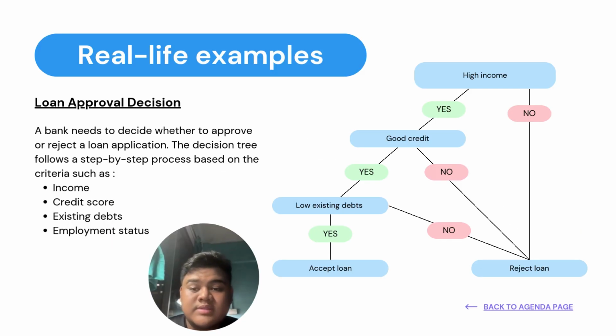Moving on to the real-life examples. For a loan approval decision, a bank needs to decide whether they want to approve or reject a loan. For the decision tree, we can see if they have high income, continue. If no, then reject loan. If they have good credit, continue. If no, reject loan. And if they have low existing debts, then the bank can accept the loan. And if no, they will reject the loan.